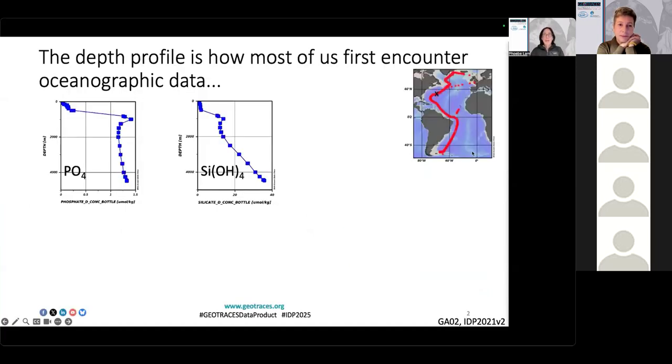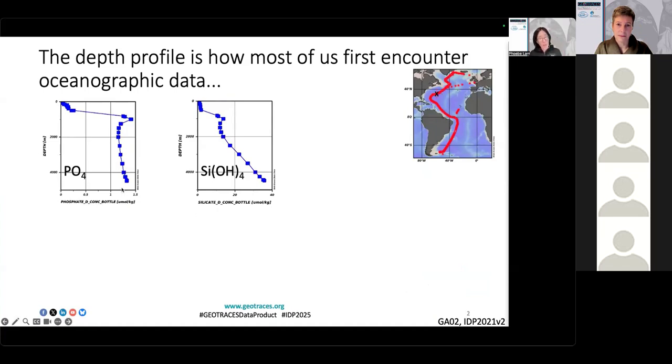So the depth profile is how most of us first encounter oceanographic data. We have depth on the y-axis, some oceanographic property on the x-axis. Here I have phosphate plotted, and here I have silicate plotted. These are both from the same station, which is marked by the X on this transect, which is the GA02 transect, which is in the IDP.